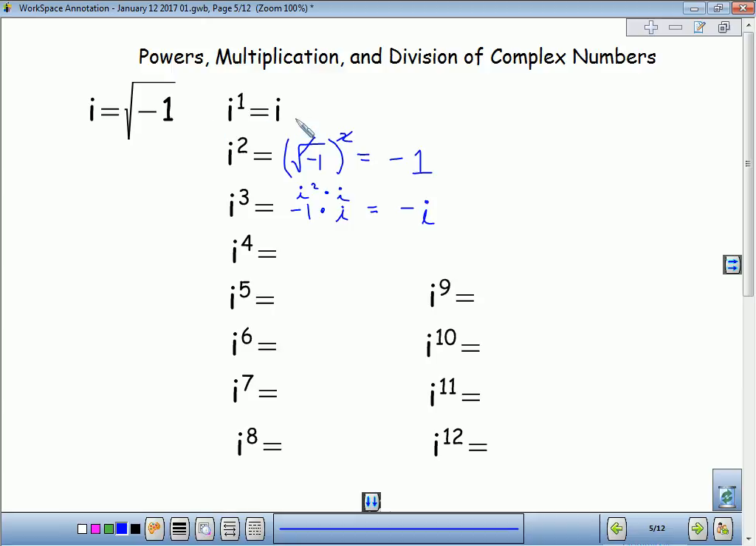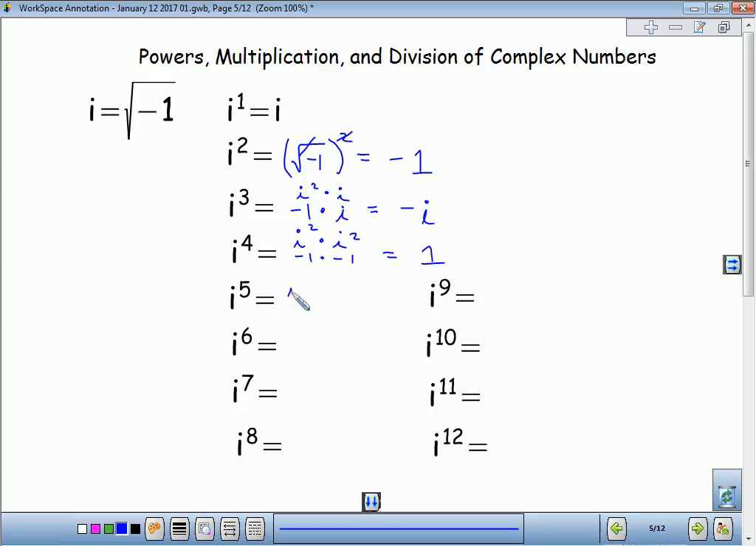So i to the first is i, i squared is -1, i cubed is -i. i to the fourth could be written as i squared times i squared, which is -1 times -1, which is 1. Can everything have i to the fourth? Oh, wouldn't that be nice?